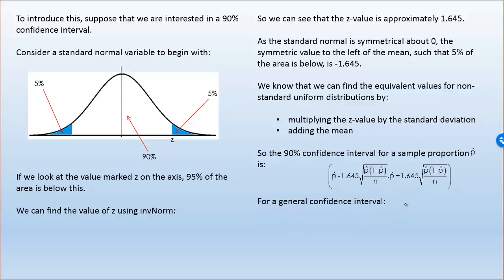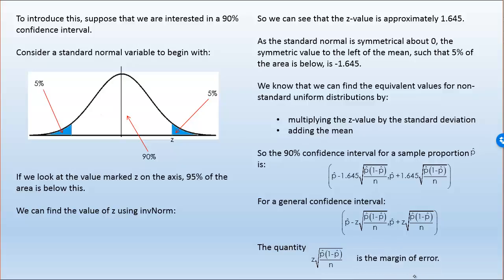For a general confidence interval, not just 90%, all we do is take the 1.645, which was specifically for 90%, and replace it with the Z value for the confidence level that we want. The quantity Z multiplied by the standard deviation, which we can see appears here and here. Remember, that's the distance up from the mean, the distance down from the mean, and therefore it's the margin of error.